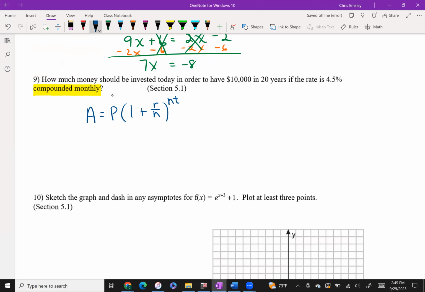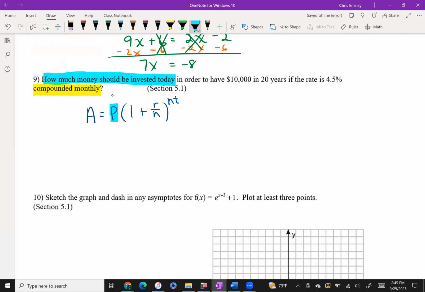If it was compounded continuously, we'd use the one with the E in it instead. The next thing you want to think about is, what are they asking you to find? Are they asking you to find the starting value, P, or are they asking you to find the ending value, A? So we do want to read carefully here. This says right here, how much should be invested today? That means we are solving for P.